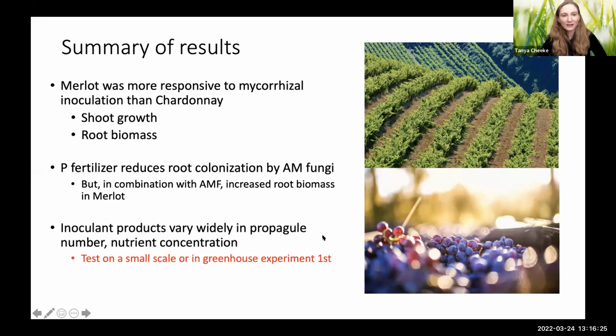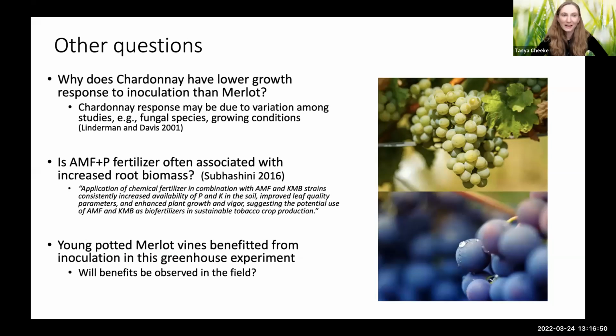These inoculant products vary widely in propagule number, nutrient concentration, the species of fungi that are there, and the number of different species. So what we recommend is, if you're interested in these products, testing them on a small scale first or in a greenhouse experiment to see if they're actually going to be beneficial to plants in your soil type, for example. It's also brought up some other questions.